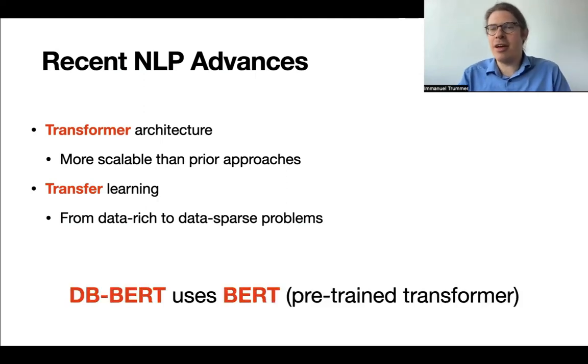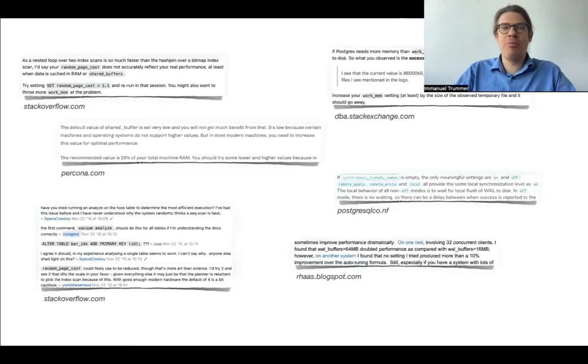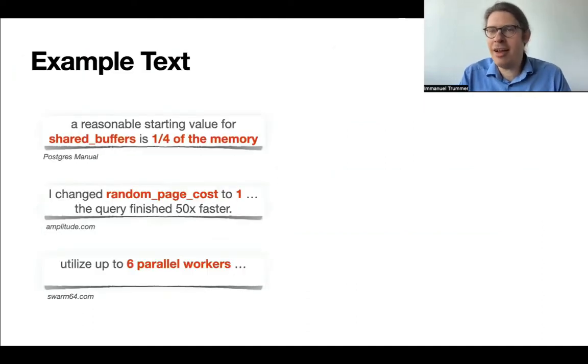It uses the popular BERT transformer model, which has been pre-trained using large amounts of web text. It applies natural language processing in order to analyze documents like the ones that you see here. Those are documents about Postgres performance tuning. They are extracts from the Postgres manual, as well as blog entries about database performance tuning or discussions on forums such as Stack Overflow. And more specifically, our goal here is to extract the text snippets like the ones that you see here on the left-hand side, which recommend specific values for specific parameters.